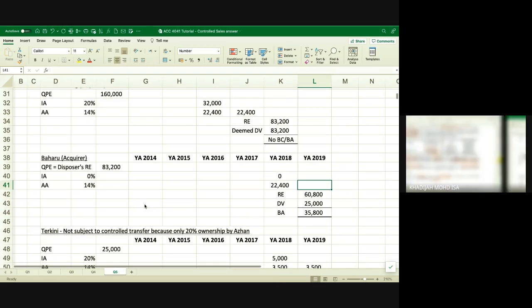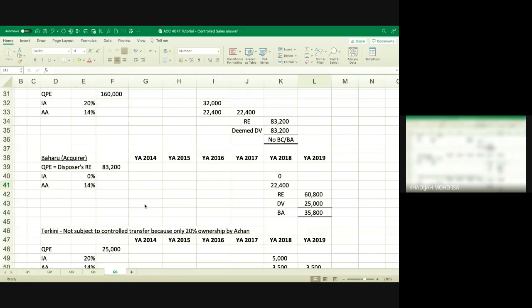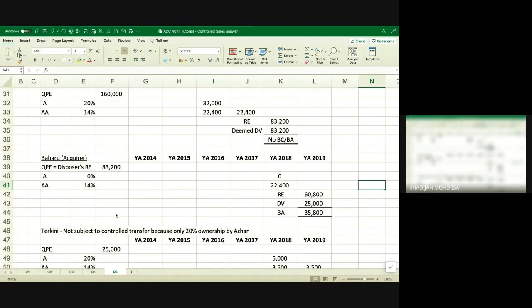You cannot claim anymore in 2019. Hold on, let me check. Okay, let's see. What is the date of disposal? But this is a disposal to a third party, right? So you claim 2018. On 13 December 2018, you sold. So can you claim here or not?